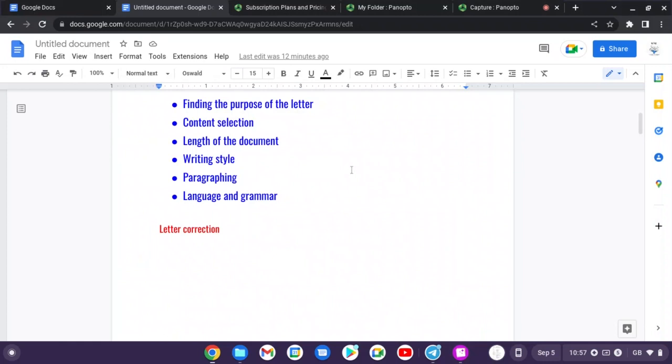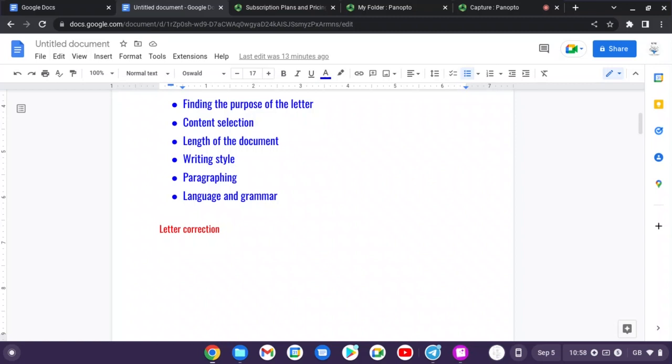Okay, then we will go to the second stage, that is content selection. How you are going to select your content. Before that, you have to consider the content, the length of the document, the writing style, and paragraphing. All these four stick with one another, you can't separate them one by one, because when you select content, that definitely relates to the length of the document.